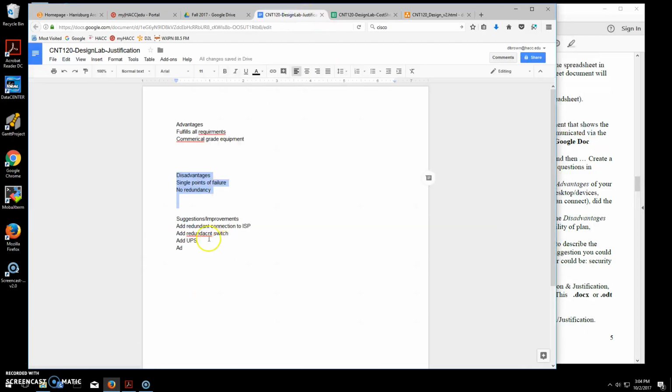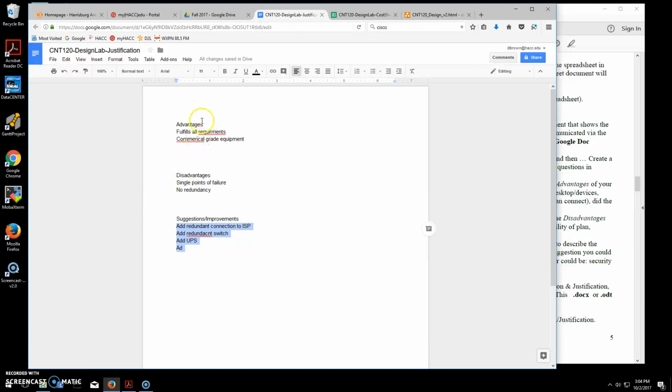Then turn right around under improvements and say, well, we should be adding this, this, and this. Those are the kind of things you want in your head as you meet with a customer, as you meet with a client on the solution you came up with for them.